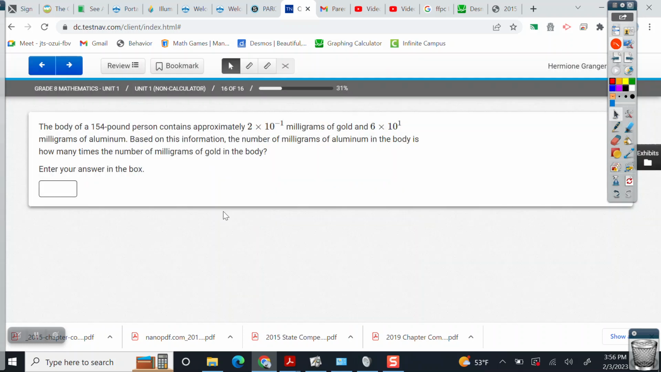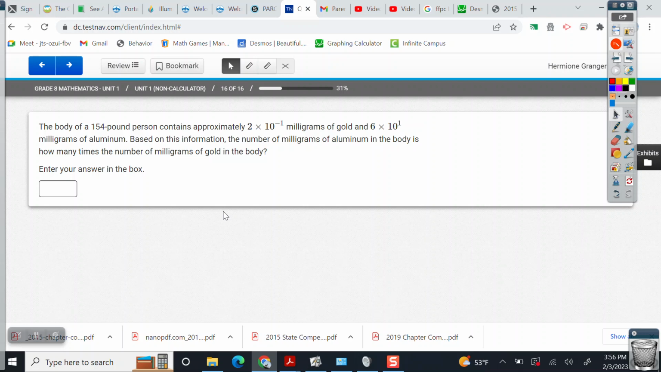All right. And then finally, everybody's favorite, scientific notation. So a body of a 154-pound person contains approximately 2 times 10 to the -1 milligrams of gold and 6 times 10 to the 1 milligrams of aluminum. That means we have a lot more aluminum than we have gold. Otherwise, who knows? We'd be melting people down. Based on this information, the number of milligrams of aluminum in the body is how many times the number of milligrams of gold in the body?